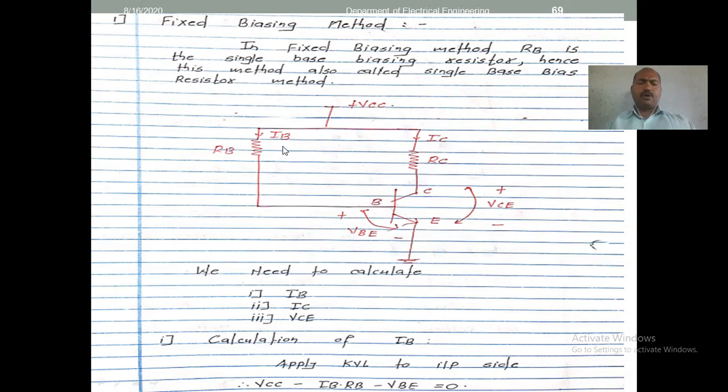So for the calculation of IB, we have applied the KVL. We have applied the KVL at the input side. Input side indicates this side. So start with this point, plus VCC, minus IB into RB, and going towards there. You know how to apply the KVL.